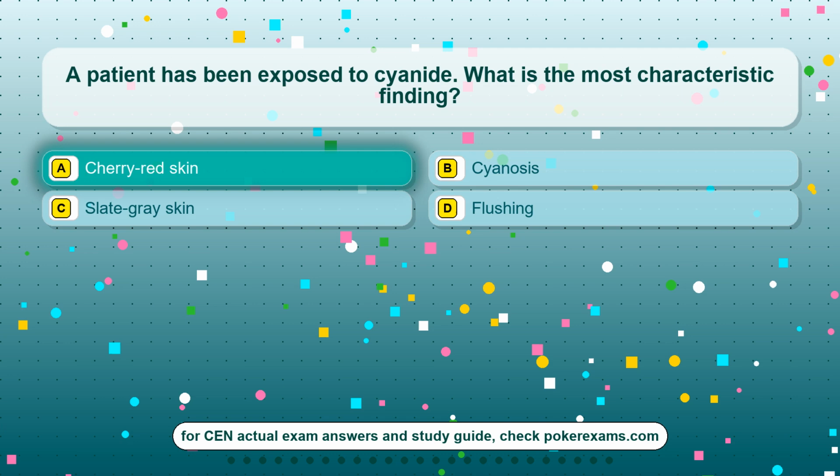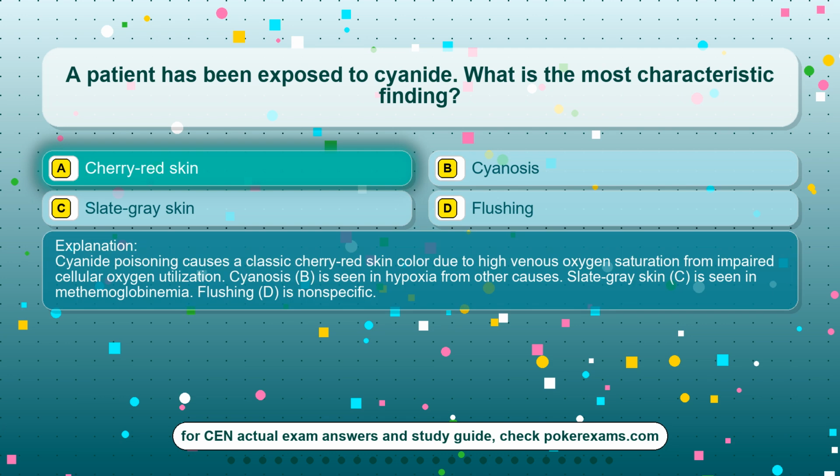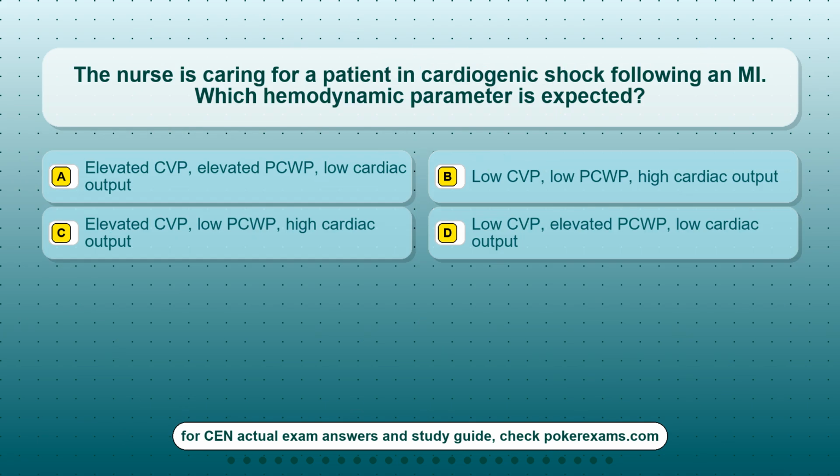The correct answer is option A. Cherry-red skin. Cyanide poisoning causes a classic cherry-red skin color due to high venous oxygen saturation from impaired cellular oxygen utilization. Cyanosis, B, is seen in hypoxia from other causes. Slate-gray skin, C, is seen in methemoglobinemia. Flushing, D, is nonspecific.